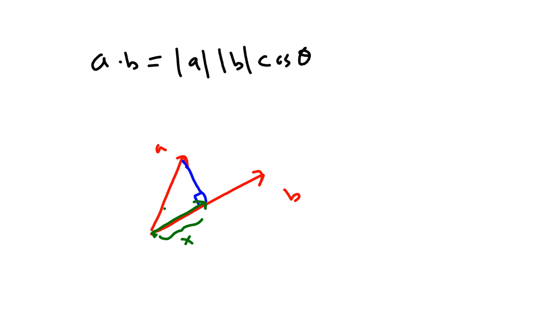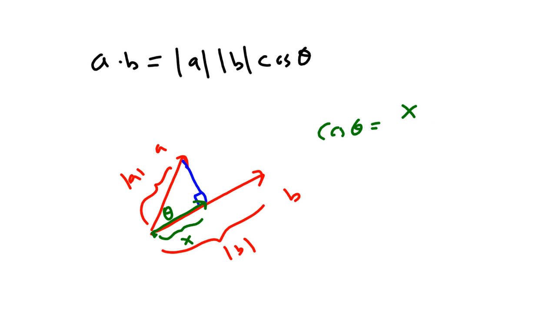Well, if we know the angle between the vectors, we can just find the length of A. The length of A is denoted norm A. This whole thing has length norm B. But I really want to know what x is. So I could just do a little bit of basic trig, right? So we can say cosine of theta equals adjacent x over the length of A.